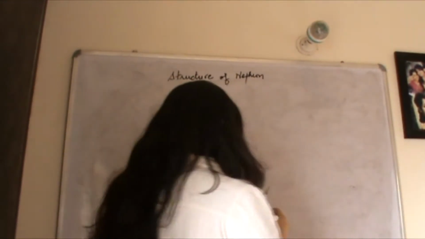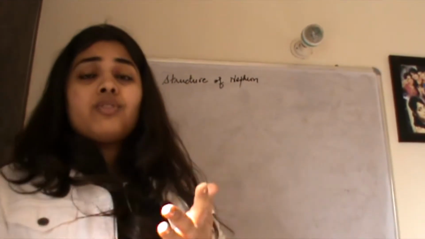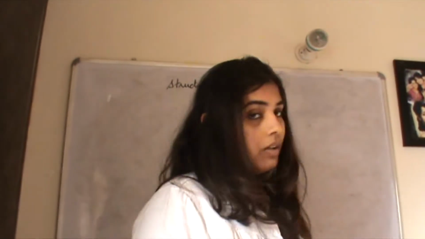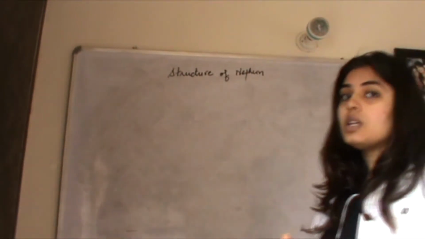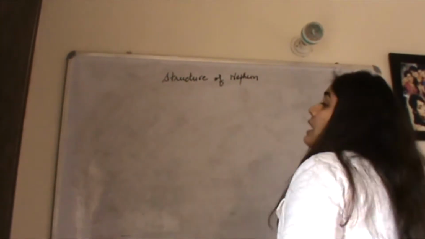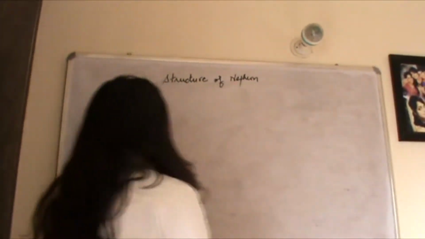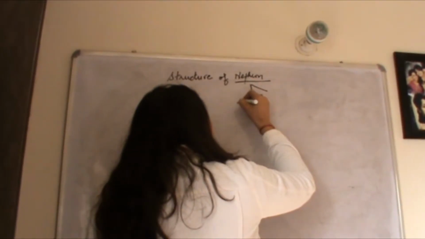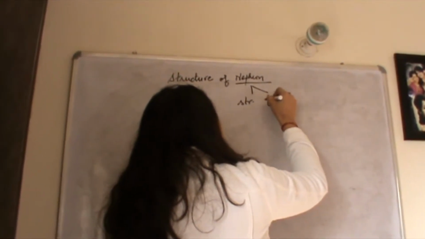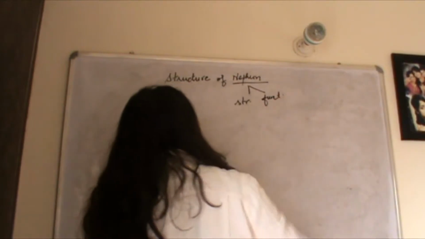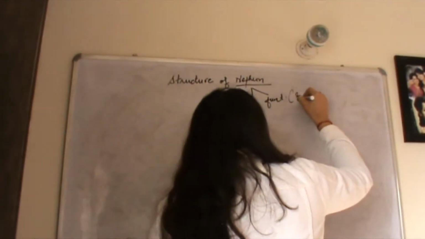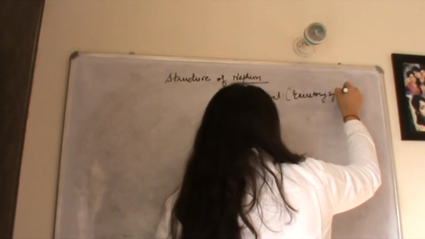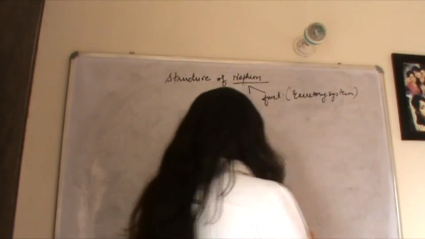You must have studied that the neuron is the structural and the functional unit of the nervous system. You must have also studied that the nephron is the structural and the functional unit of the excretory system, that is your kidneys.